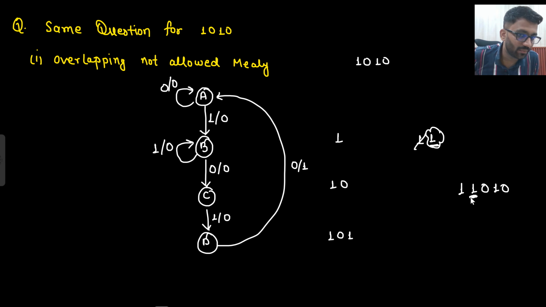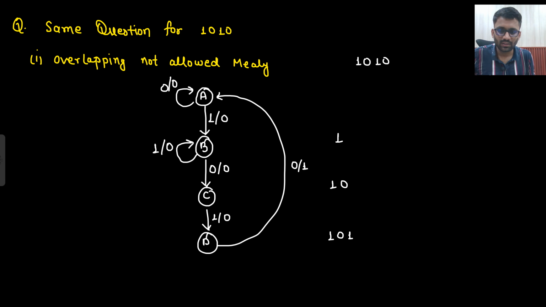So this 1 can be used. So that's why I got to know that if I am at state B, that means 1 has already been applied. So why should I start from A? I will start from B only, no? Right?